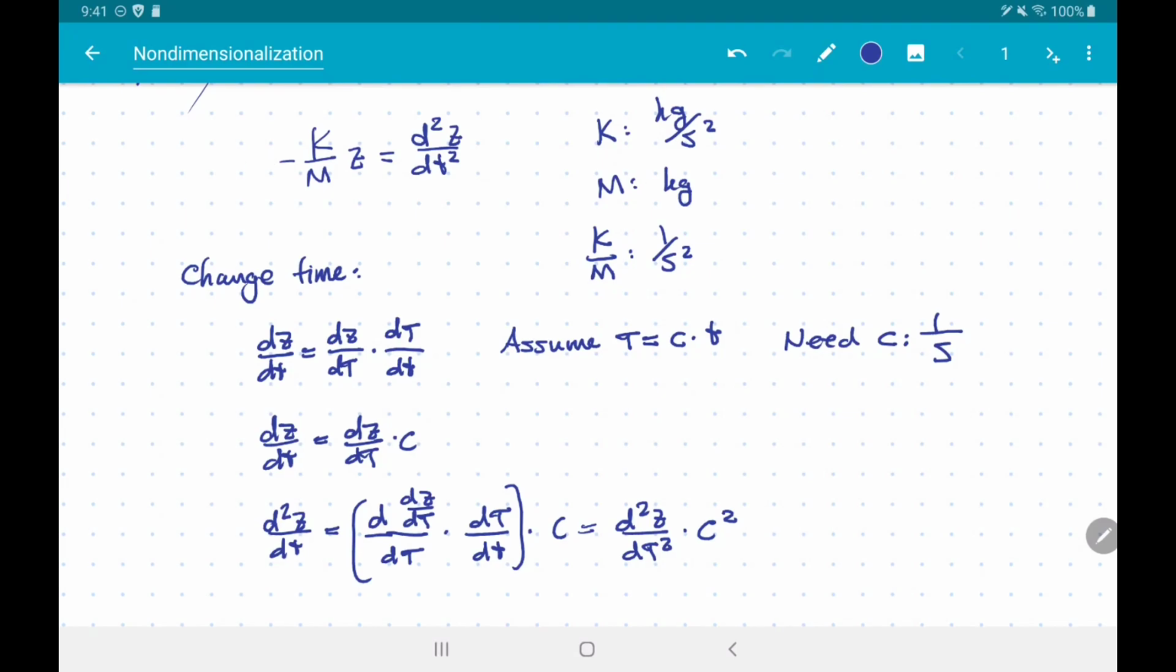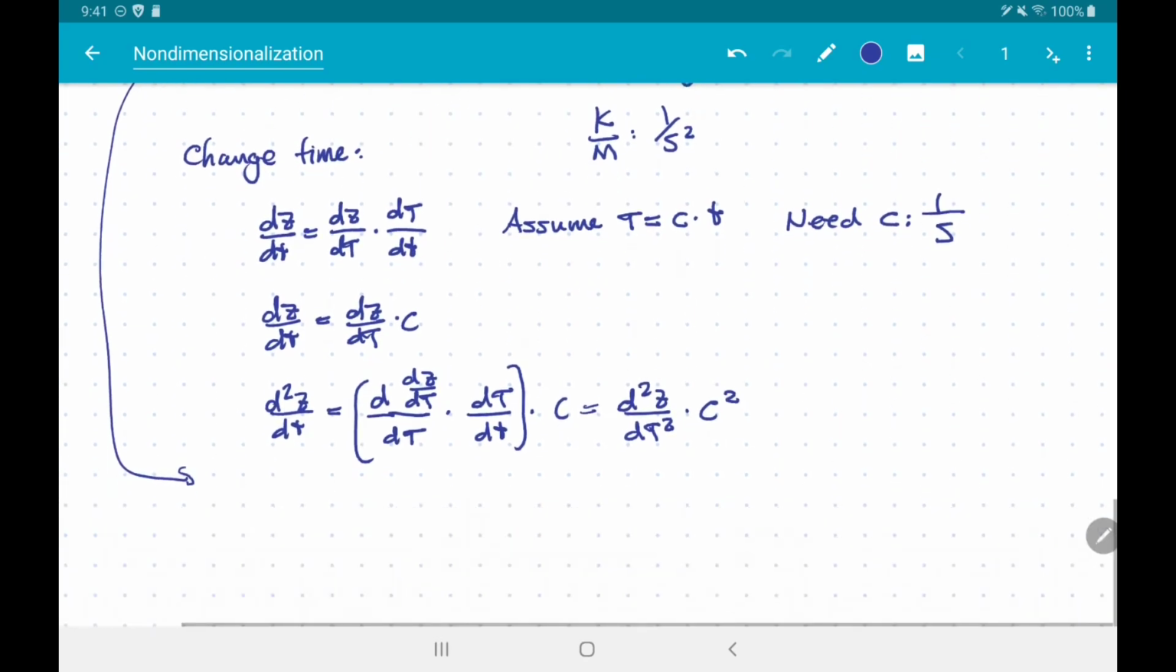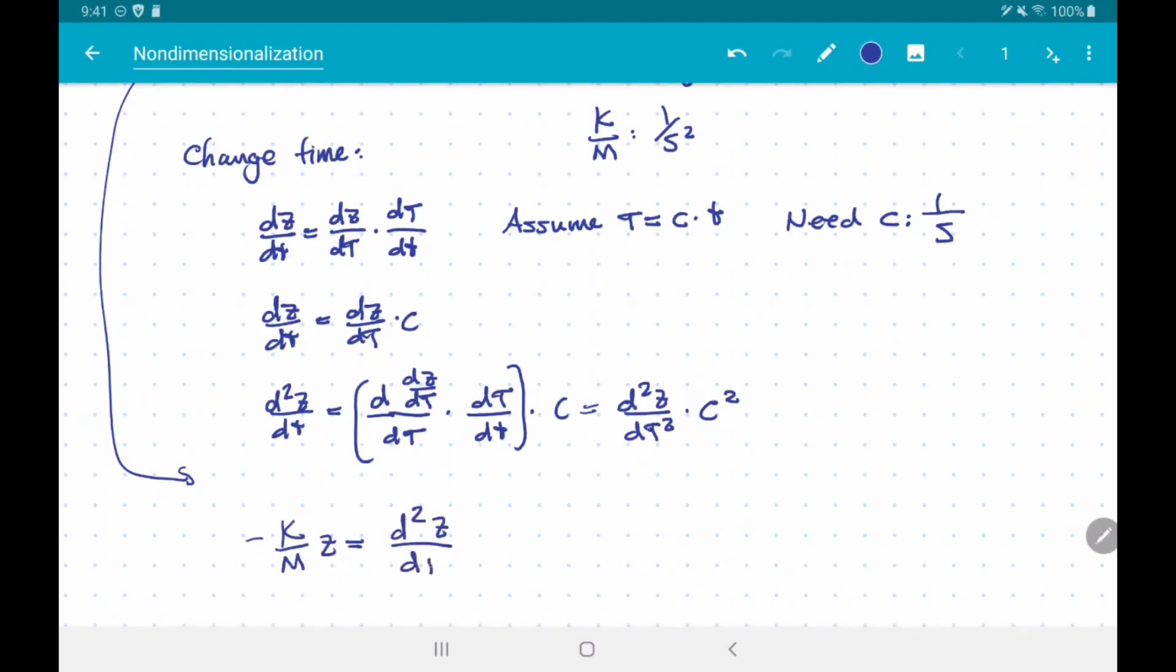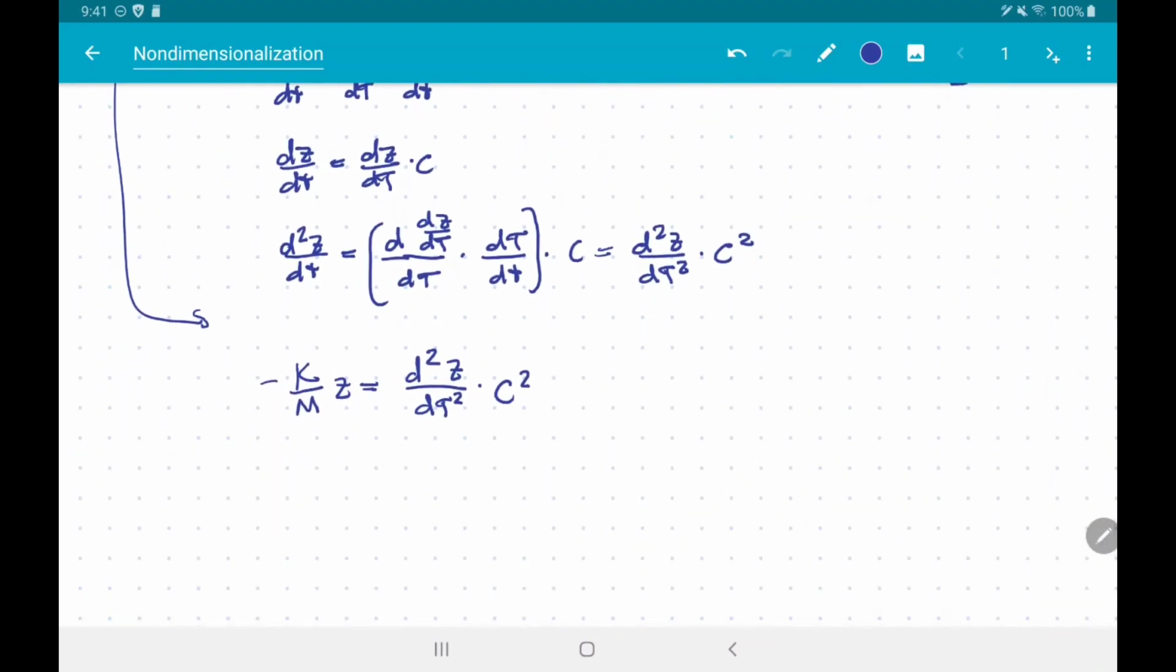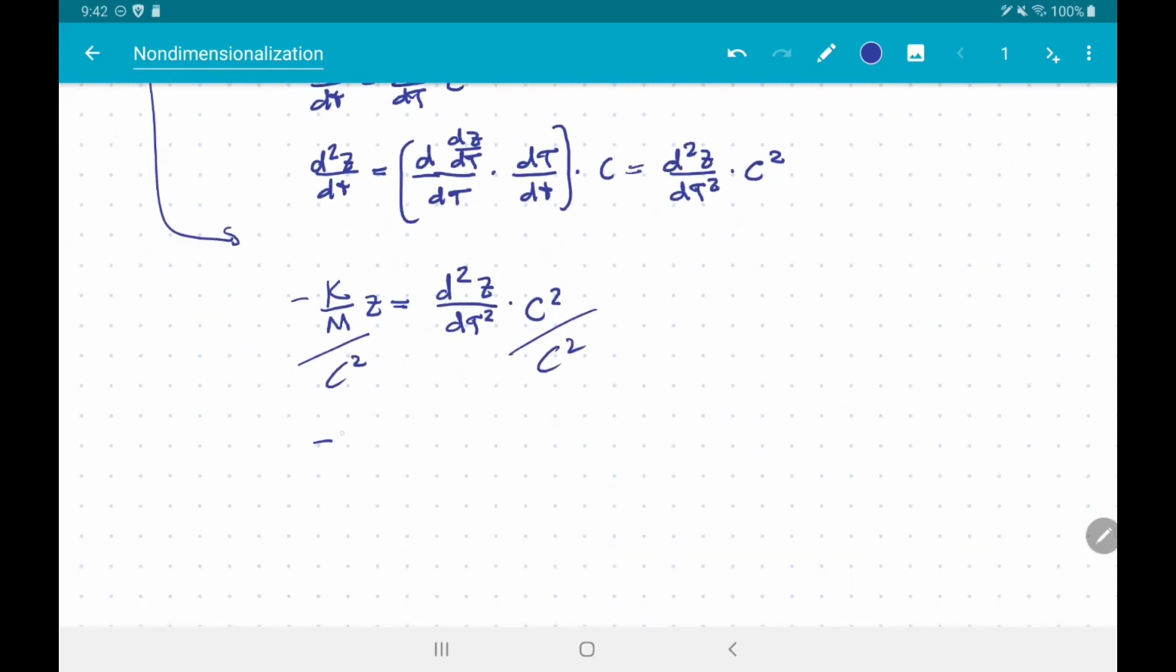Now I go back over to here at minus k over m z equals d squared z over d tau squared times c squared. And now I'm going to divide through by c squared like this, which is going to give me negative k over c squared m z equals d squared z over d tau squared.